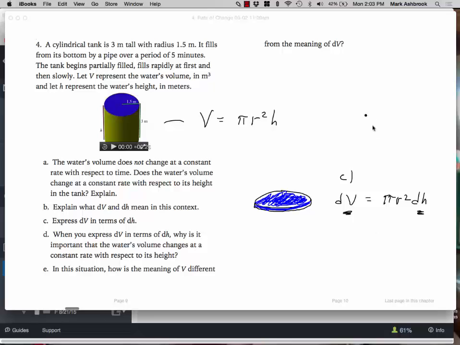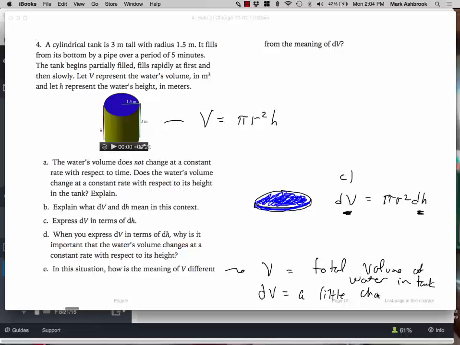How is V different from dV? So in part E, what is V? V is the total volume of water in the tank, in the pipe, or tank, sorry. And dV would be a little change in volume, like I drew. So you have a total volume, and then a dV would be a little change in volume.